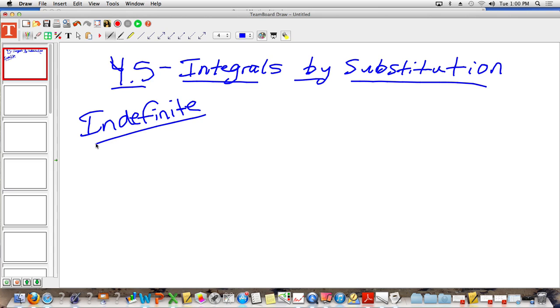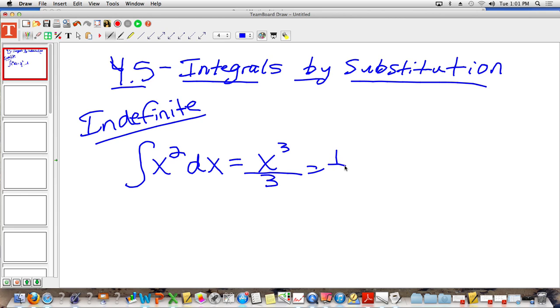So if I asked you to find the integral, notice I did not give you an upper and a lower limit, of x squared dx. Remember that dx only tells you that the function is written in terms of x. Obviously, in this case, you know it's written in terms of x because you have an x there. How do you find the integral of x squared? X cubed divided by 3. So you add 1 to the power of x squared, and then you have to divide by that new power. That gets you 1/3 x cubed, and then of course you would need a plus c at the end. Not a big deal, right?